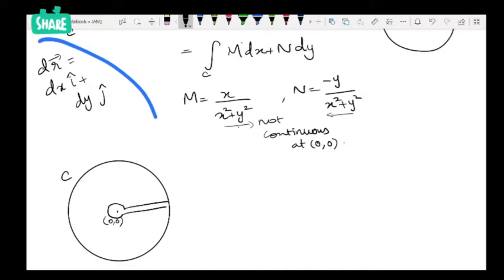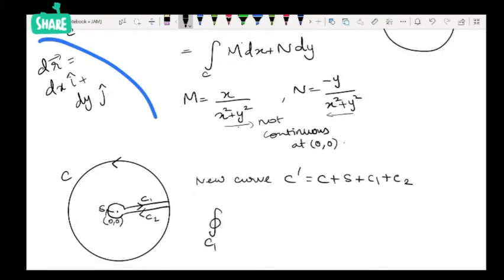So let's name the small circle as S and the paths as C1 and C2. It's all oriented anti-clockwise. Great. Now the new curve C dash is C plus S plus C1 plus C2. So the integral over C dash will be the summation of the integrals over these curves.